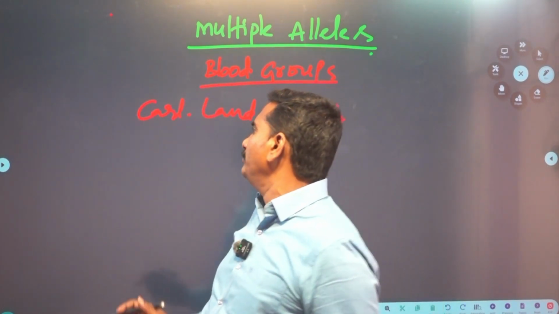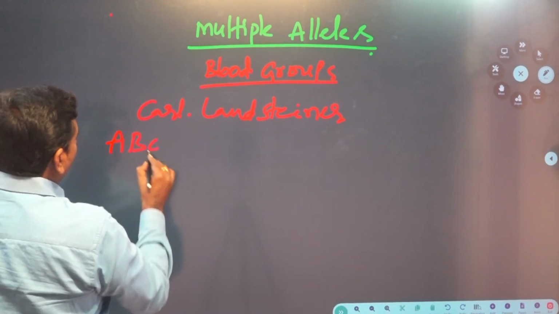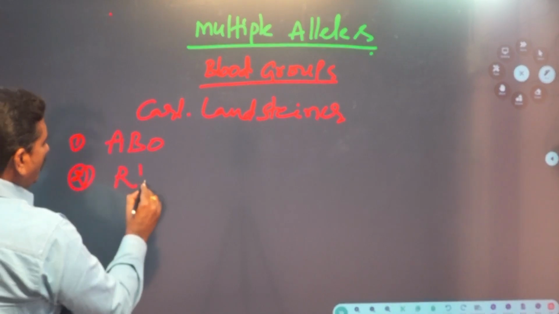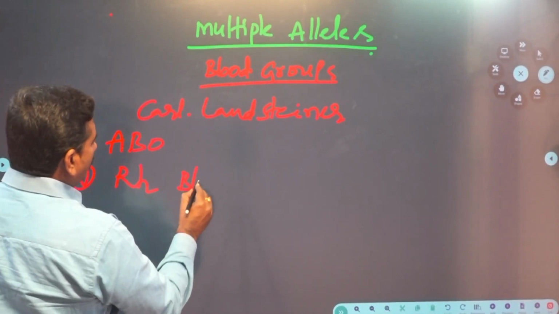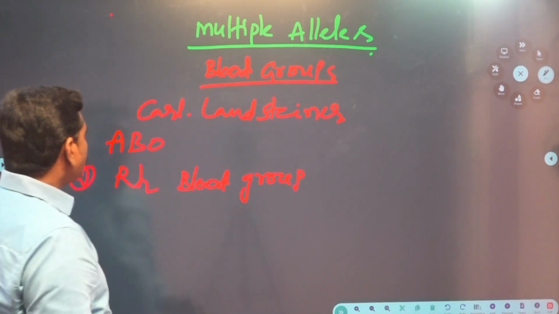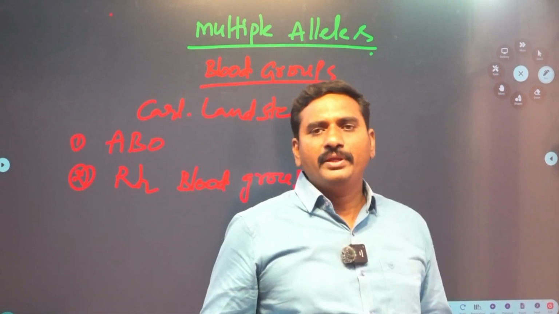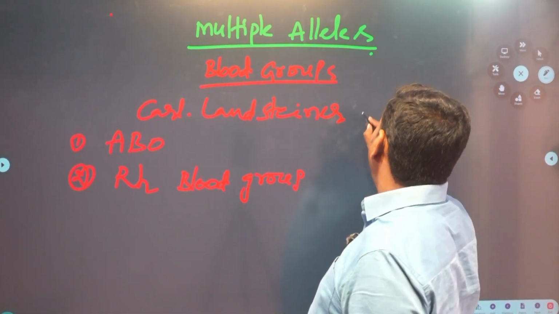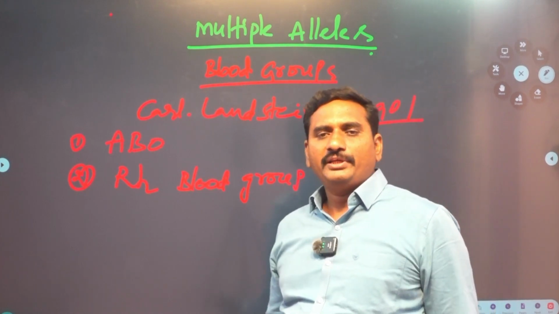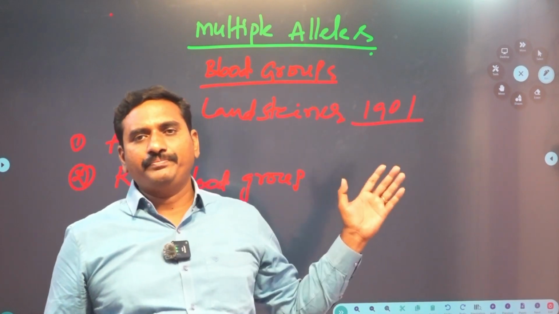One is called the ABO blood groups. The second is called the RH blood grouping. Carl Landsteiner discovered the ABO blood grouping in 1901. For that, he was awarded the Nobel Prize in 1930.